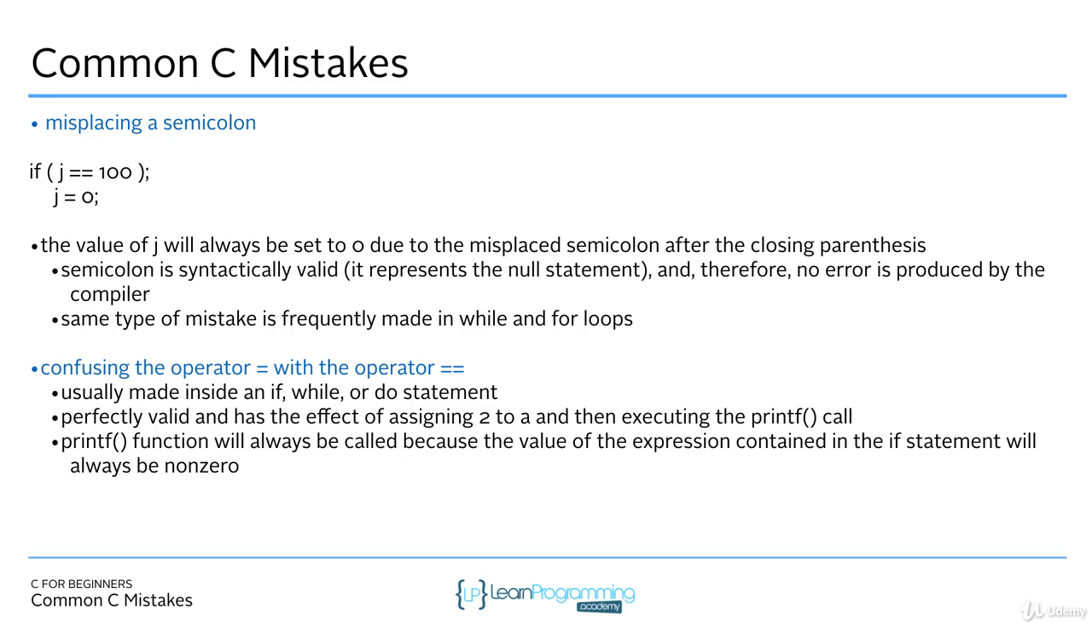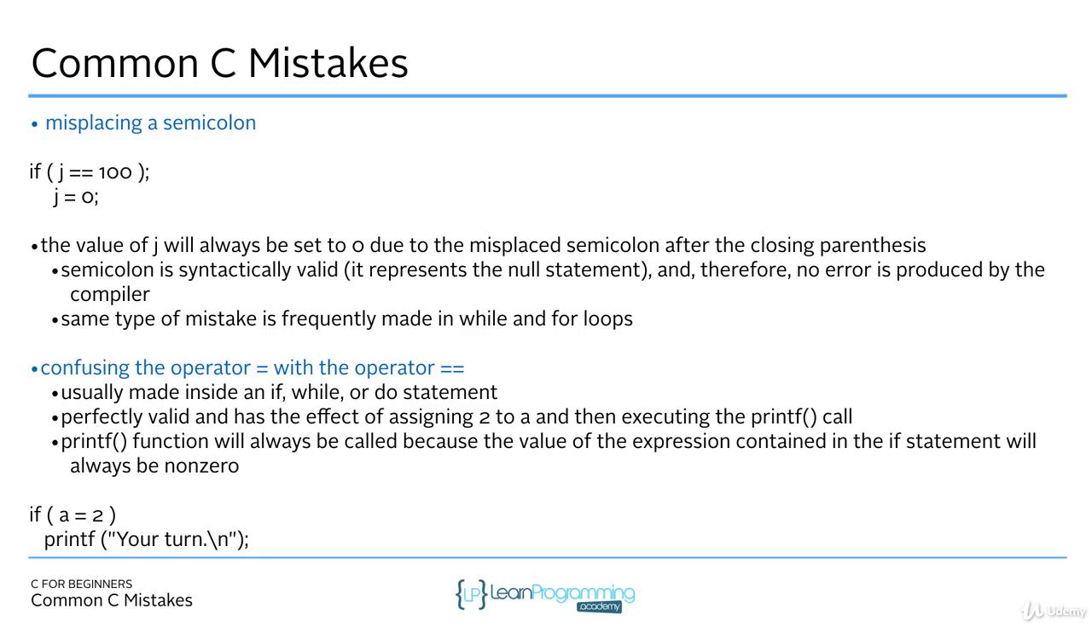Now, if you try to compare two items, like two integers, inside of an if statement, and instead you use the assignment operator, you actually won't have a compiler error, but that expression is always going to evaluate to true. This is usually made in an if, while, or do statement inside the Boolean expression. And this is valid, except it has the effect of assigning to something as opposed to comparing something.